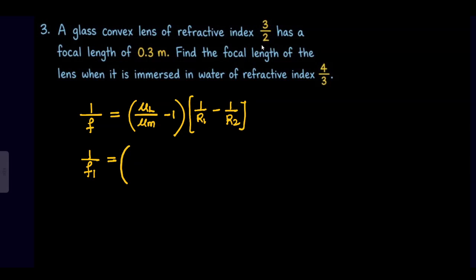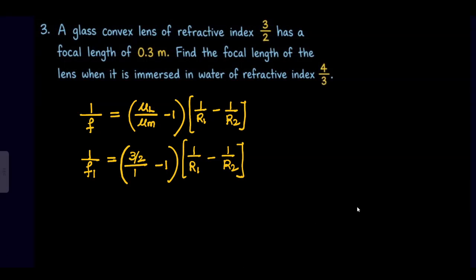Okay, sir. Initially they kept it in the air medium. So initially the refractive index of lens is 3 by 2 minus 1. Yes, this term is a constant. We have 1 by R1 minus 1 by R2, right?